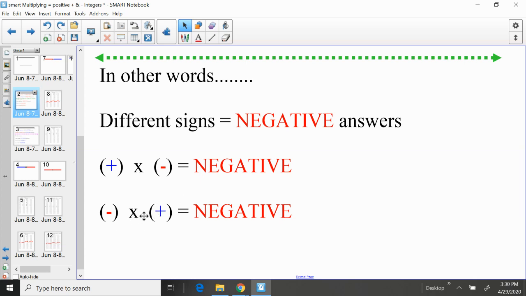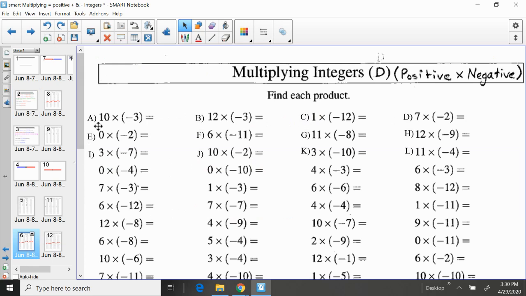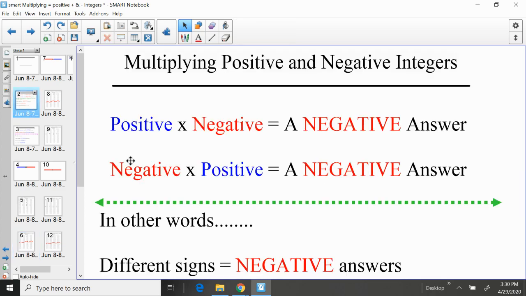All right, so let me show you some examples, so it's a little bit easier for you to understand, and then I'll show you what your responsibility is today. If I take a look at just problems A through L, ignoring the rest of the worksheet, I'm going to multiply positive 10 times negative 3. All I have to think about is a positive times a negative number, so I know my answer is going to be negative.